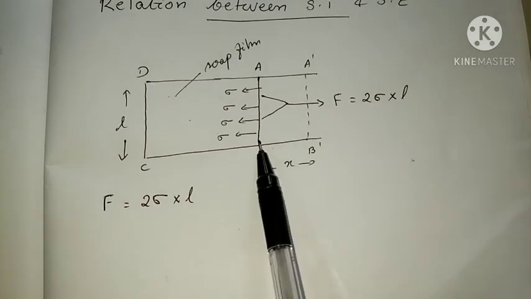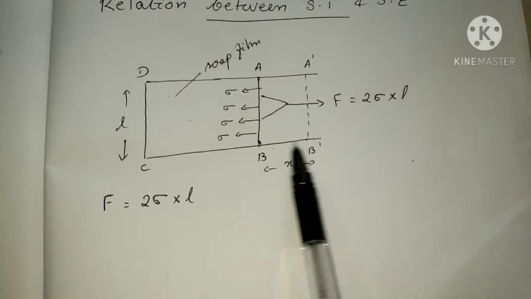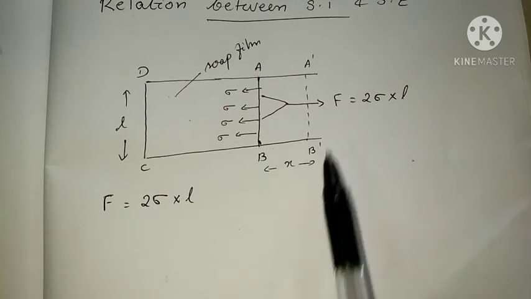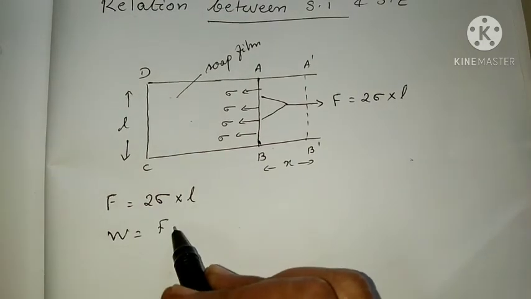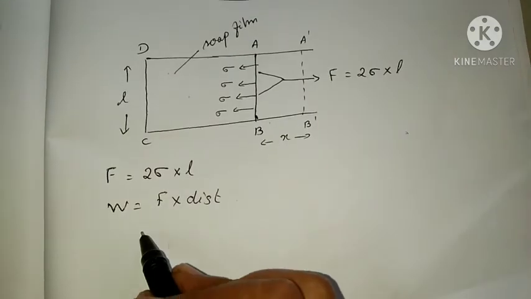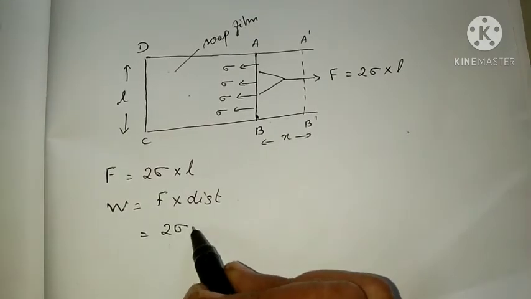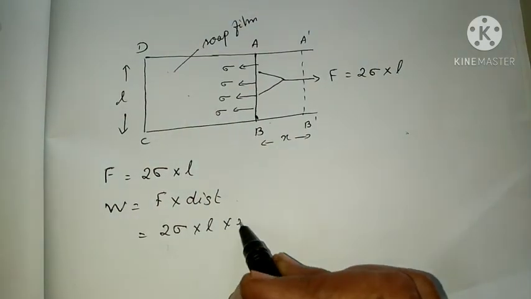Then you move the wire AB through a distance x. What is the work done to move the wire AB through a distance x? The work done equals force into distance. So what is the force here? That is 2 sigma into L, into the distance moved, x.